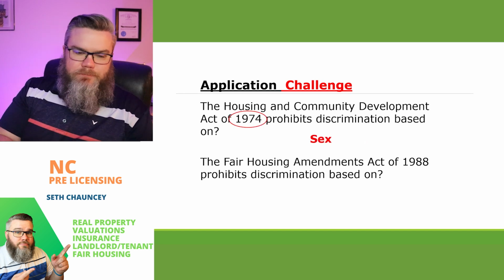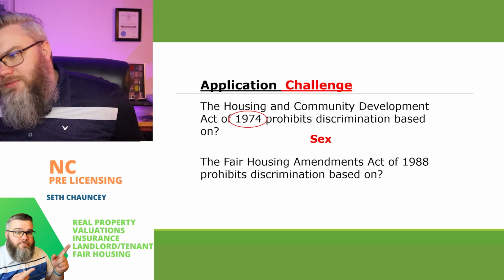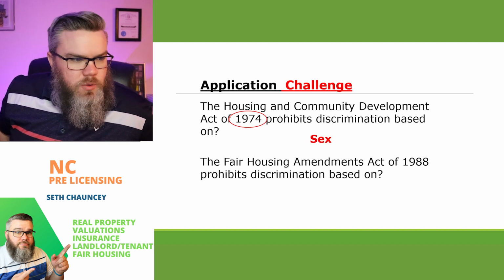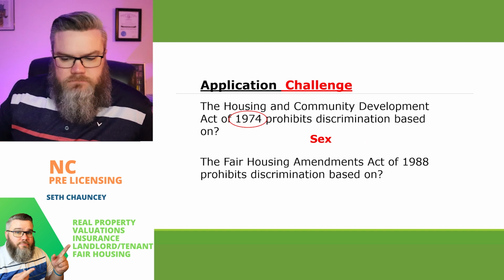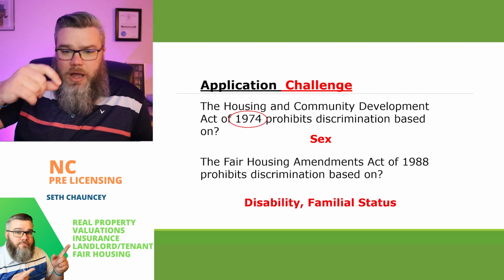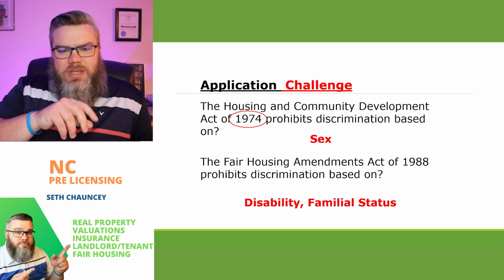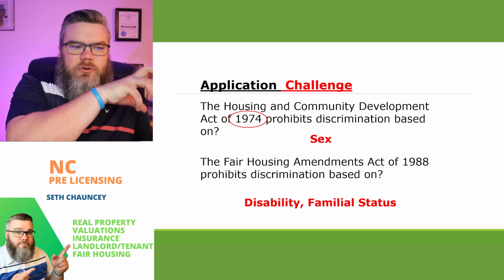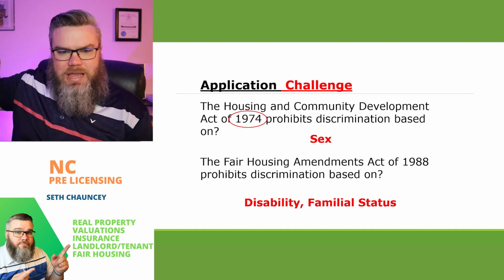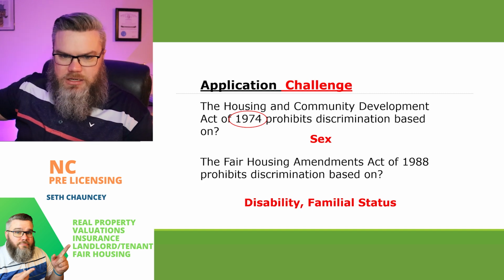Bam. Sex. And then the Fair Housing Amendments Act of 1988 prohibited discrimination based on what 2 new categories? Disability and familial status. Now, I will remind you that this is the list for fair housing. Do not confuse it with ECOA, the Equal Credit Opportunity Act.